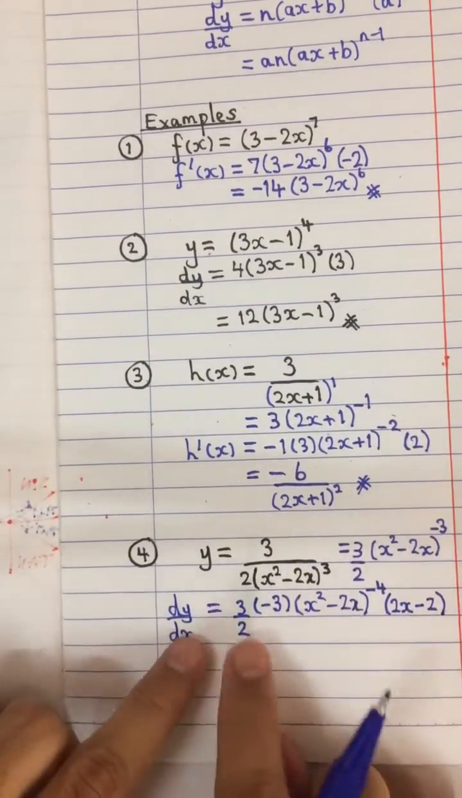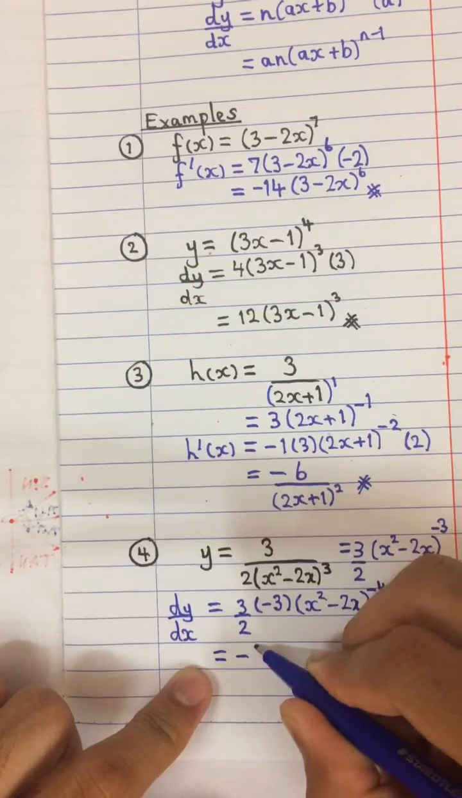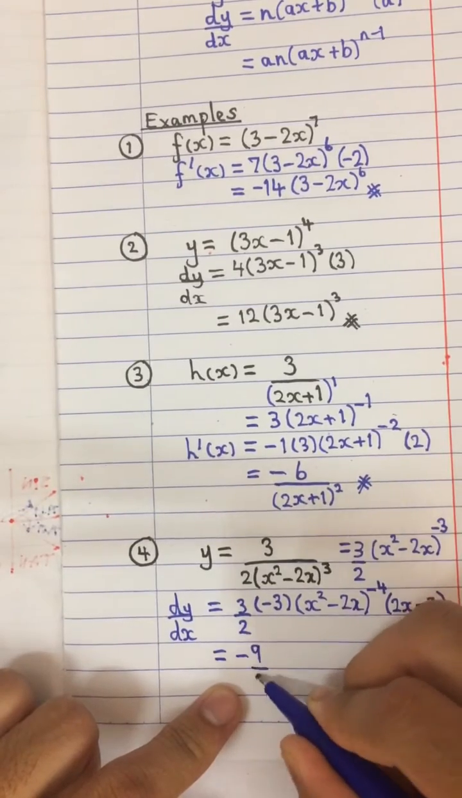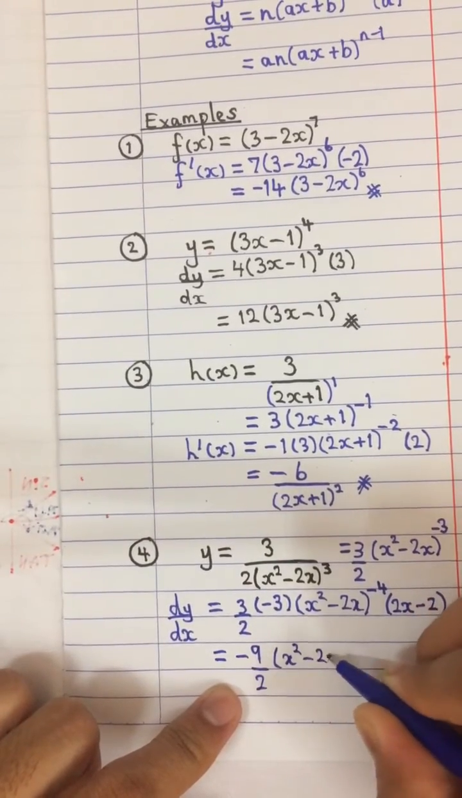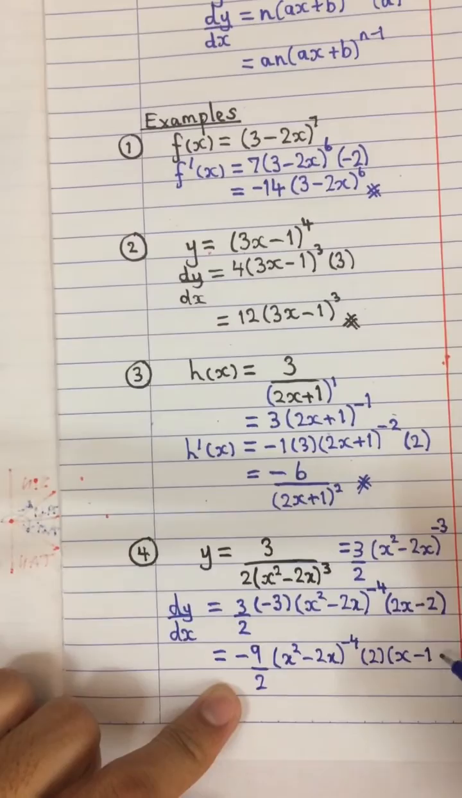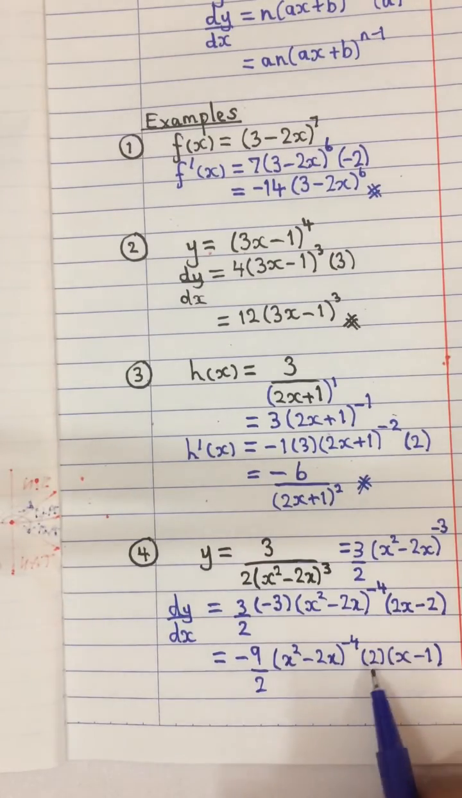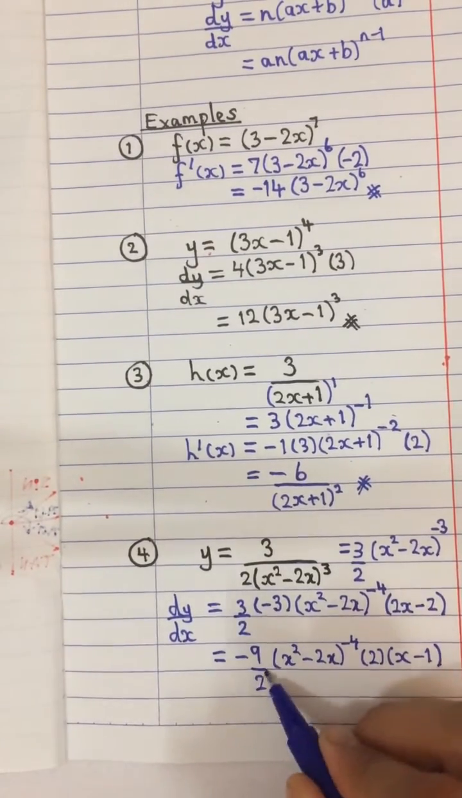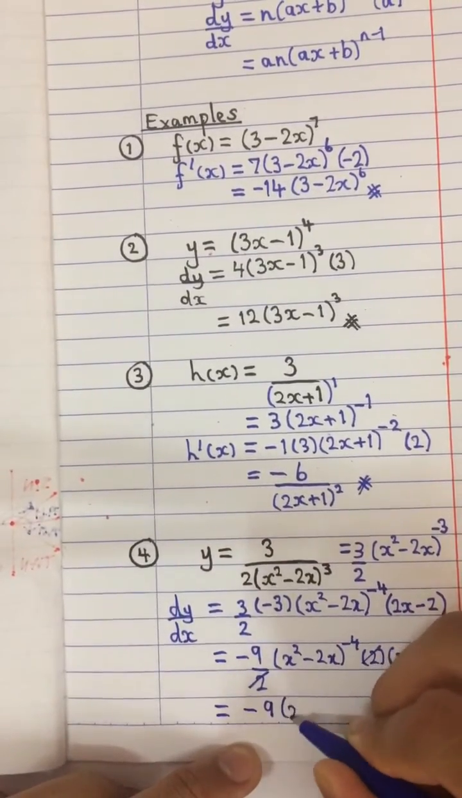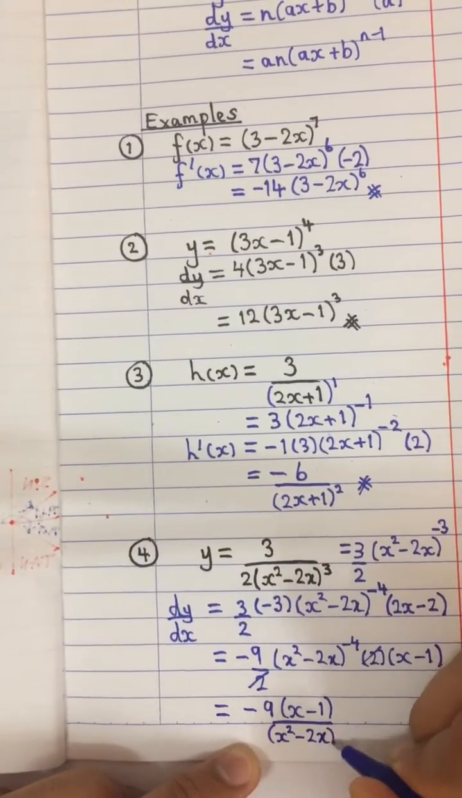Now you open the bracket, just multiply. So you would have 3 times negative 3, negative 9 over 2. But because the 2 here can be cancelled off with this, you have to simplify again. So you have (x squared minus 2x) to the power of negative 4. You can pull 2 out, and then you have (x minus 1). The reason why I pulled 2 out is because I want to simplify, because 2 times x gives you 2x, 2 times negative 1 gives you negative 2, and then you can cancel these two. So the final answer will be negative 9(x minus 1), the whole thing over (x squared minus 2x) to the power of 4.